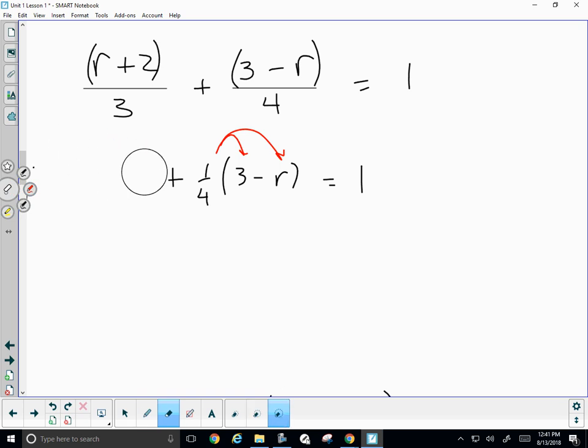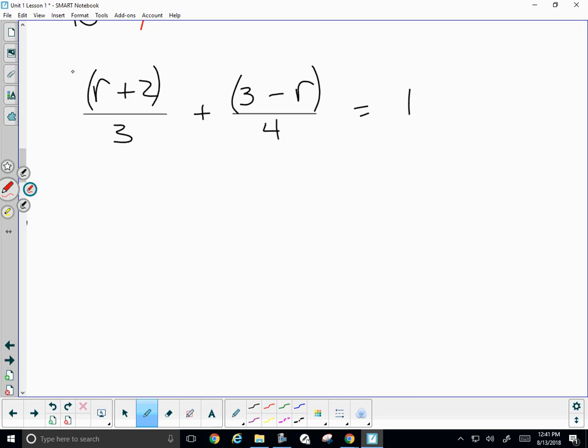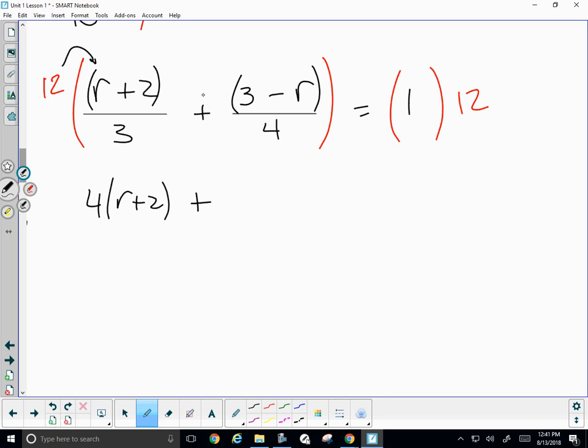Totally valid. Another way is, again, doing what we did before, to simplify by multiplying both sides by a specific number. It's going to be best if it's a number that 3 and 4 are both factors of. The number 12 comes to mind because if I distribute the 12 in, it'll be 12 times 1/3, which is just 4, r plus 2, and then 12 times 1/4 is 3, 3 minus r. I don't want that minus r, I'm going to make that a plus a negative r. And we go from there.